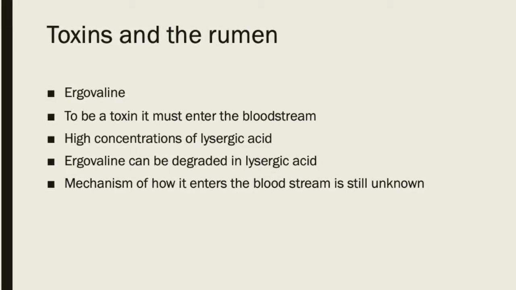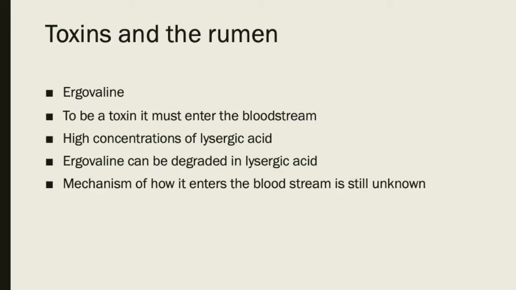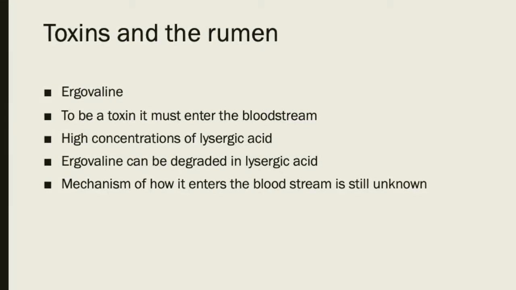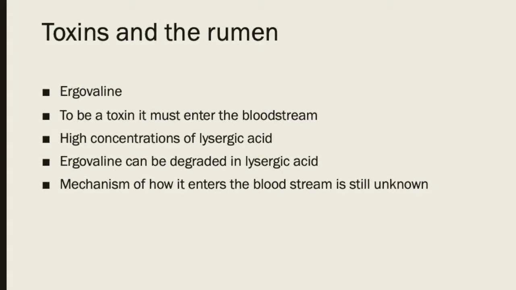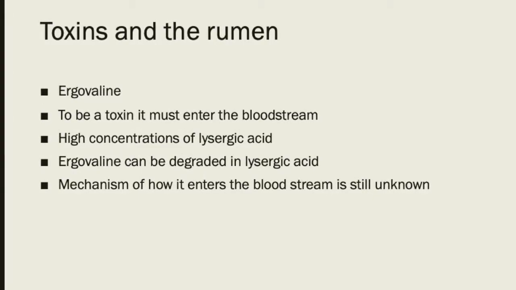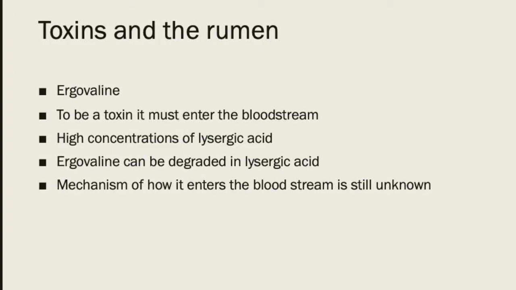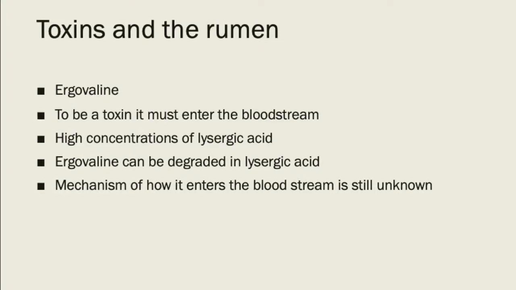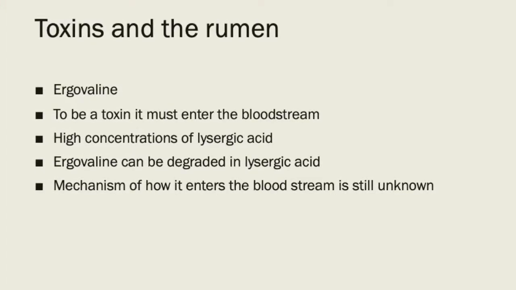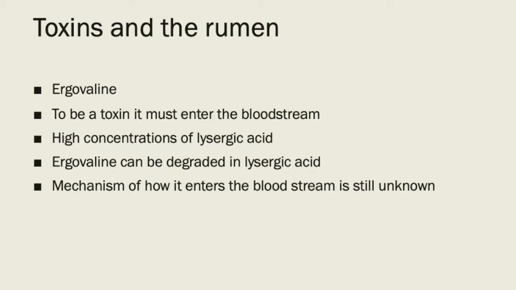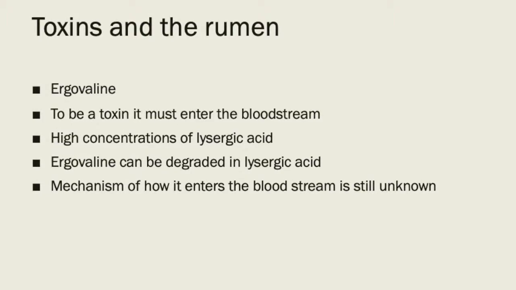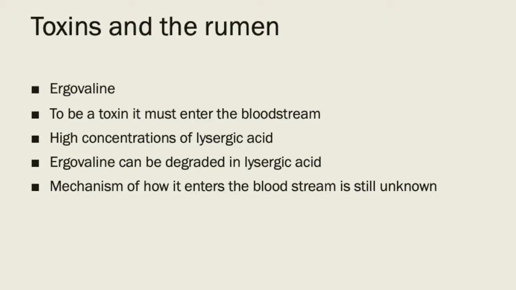High concentrations of lysergic acid are found in the rumen fluid of cattle consuming tall fescue. And it is known that ergovaline can be degraded into lysergic acid, which is accessible to the microorganisms within the rumen. However, the mechanism of how it actually enters the bloodstream is still unknown.